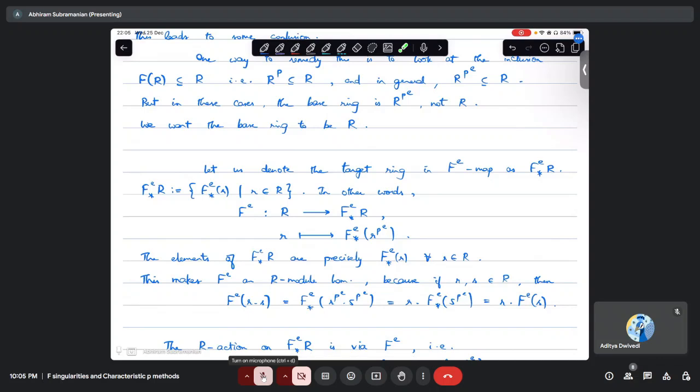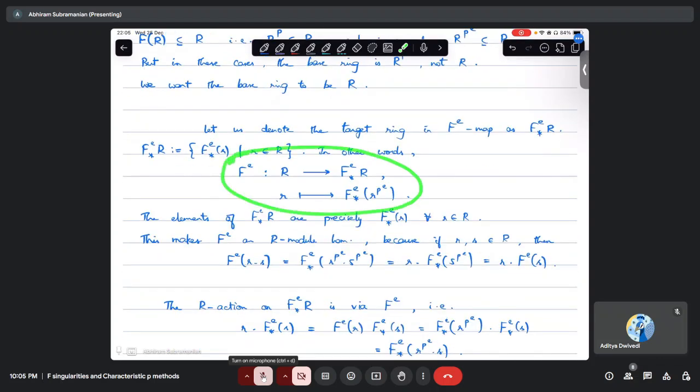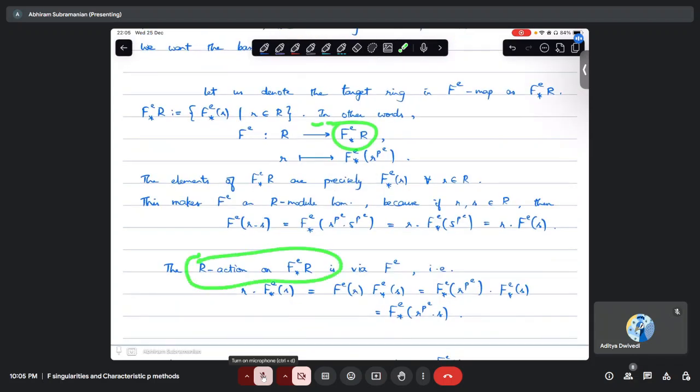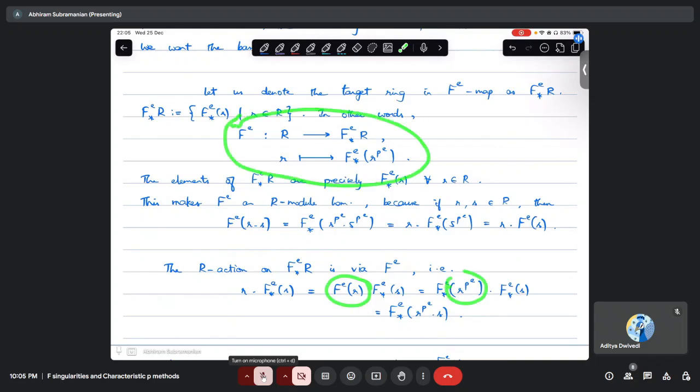And this natural structure, the R module structure on Fe star R, is via this Frobenius map. That is, r dot Fe star s is how r acts under Fe, and then I'm multiplying that with the element Fe star s. But Fe of r is just Fe star of r power p power e. That is by the definition here. And this is just a ring product.